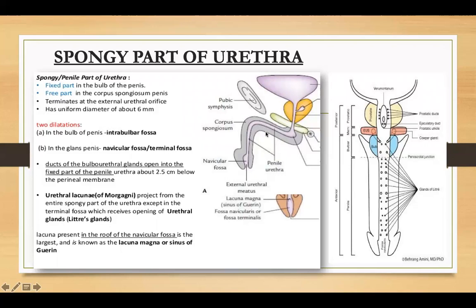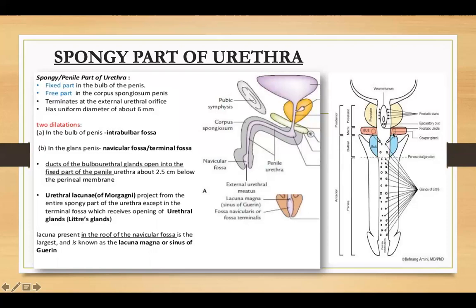It has two dilatations: one in the bulb of the penis, known as the intrabulbar fossa, and one in the glans penis, known as the navicular fossa or terminal fossa.